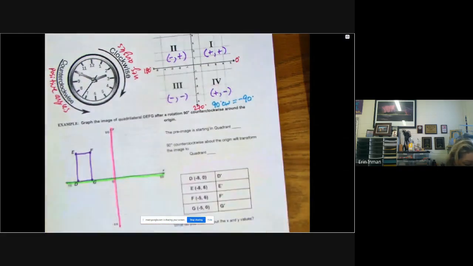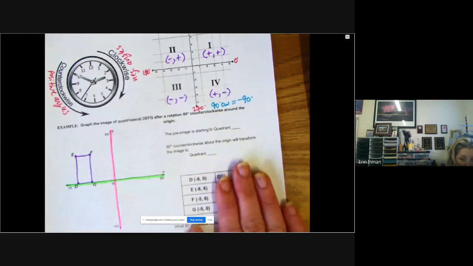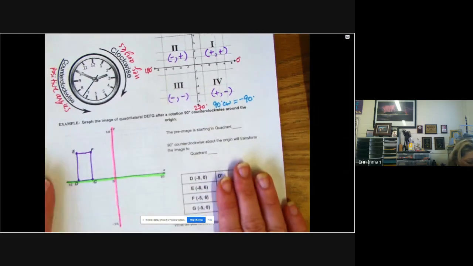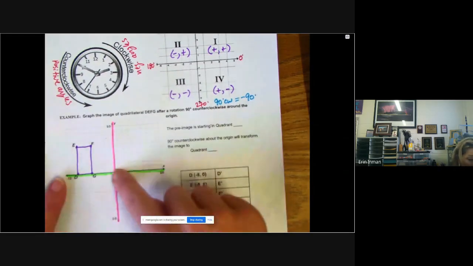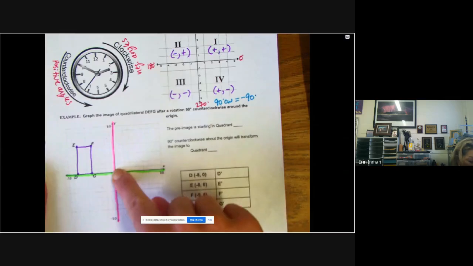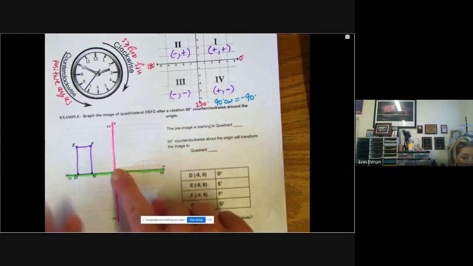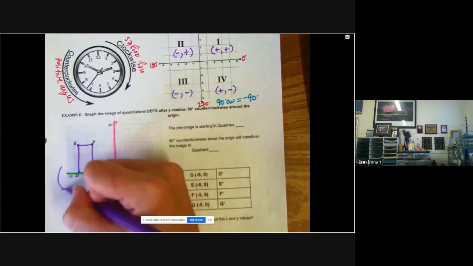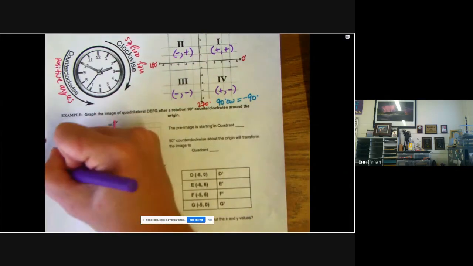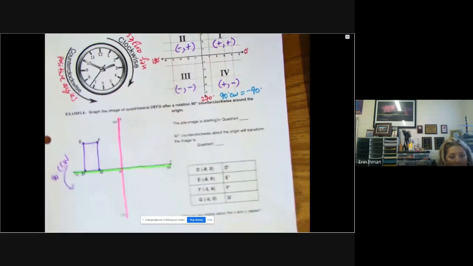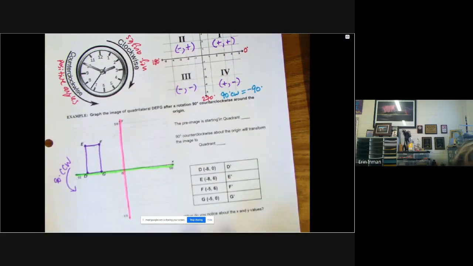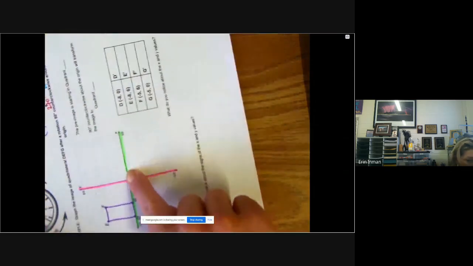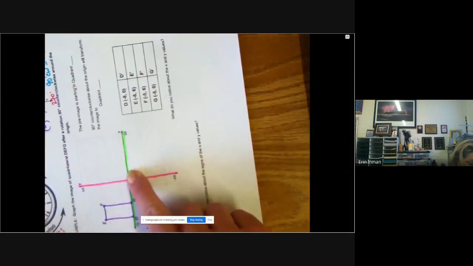Now, one of the things we can do, we have our points D, E, F, G. You can look and see, all right, let's just spin our graph 90 degrees counterclockwise. Well, counterclockwise is this way. So we're going to go 90 degrees counterclockwise. I'm abbreviating CCW. And I would turn it and it would look like that.